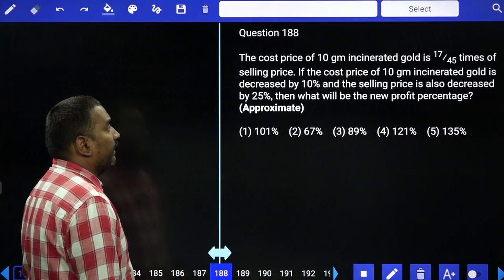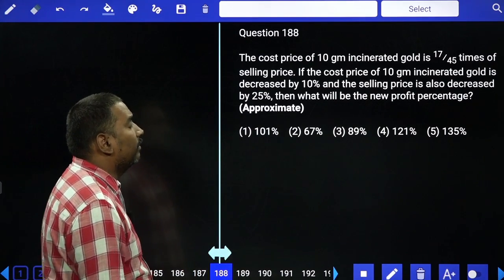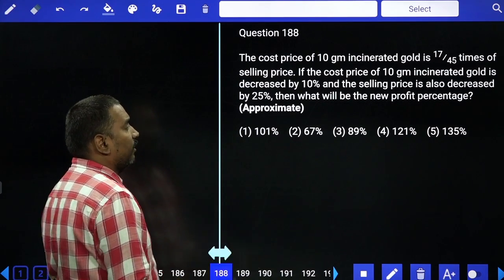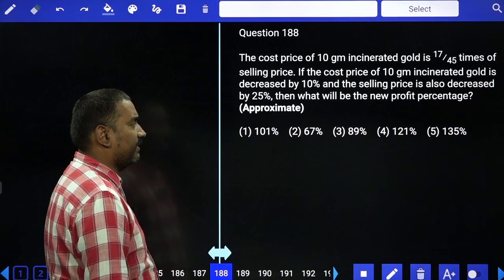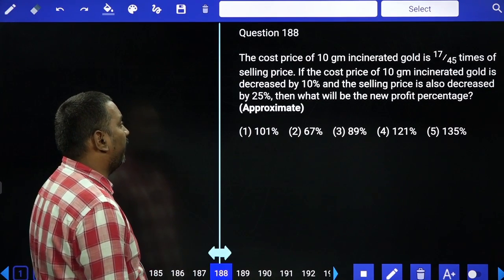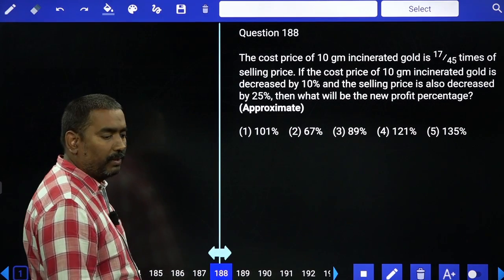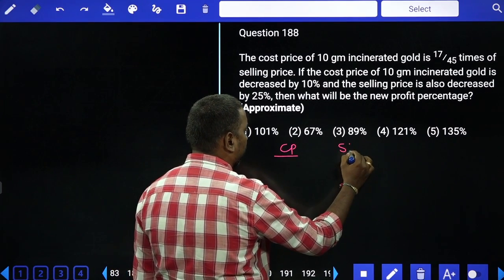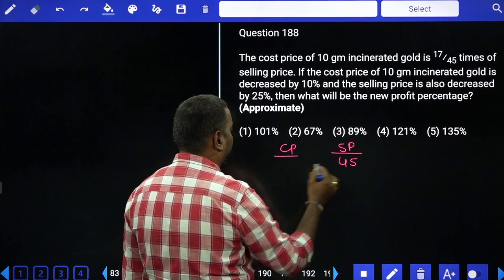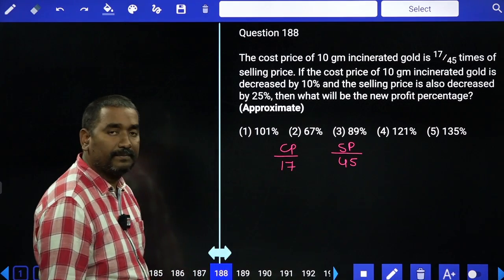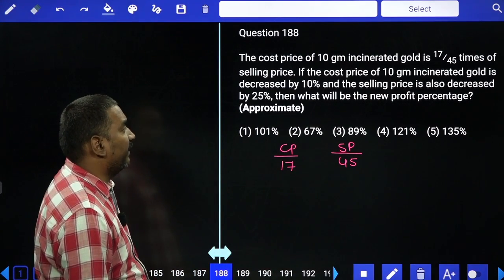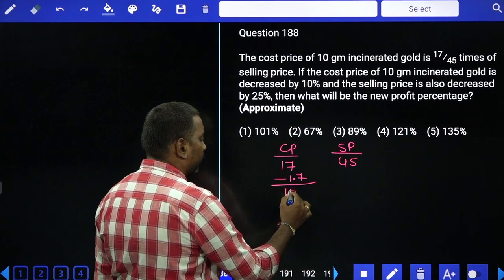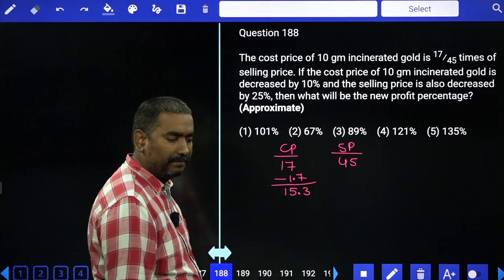The cost price of 10 gram gold is 17 by 45 times of its selling price. If the cost price of 10 gram gold is decreased by 10%, and the selling price is also decreased by 25%, then what will be the new profit percentage? Selling price is 45 rupees, then cost price is 17 rupees. Here the cost price is decreased by 10%. 10% of 17 is 1.7. So the new cost price is 15.3.